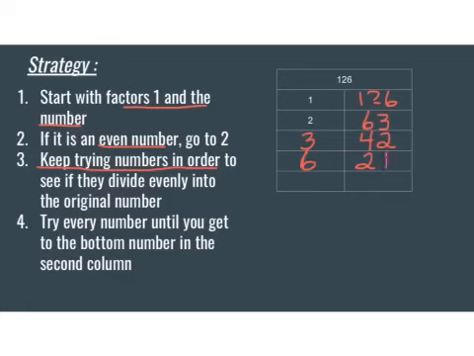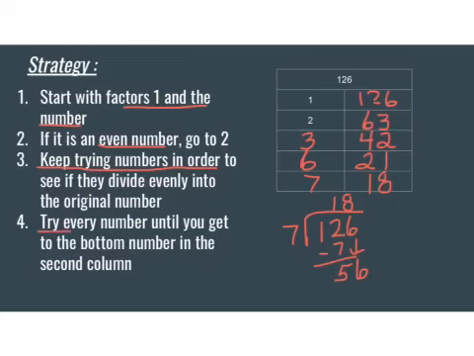And let's try 7. It doesn't look like 7 will go in there, but you can always tell. So just do a little bit of long division. 12 divided by 7 is 1. 12 minus 7 is 5. We're going to bring down our 6. 56 divided by 7 is 8. So we see that 7 is a factor. So you always have to do that long division to check it out.